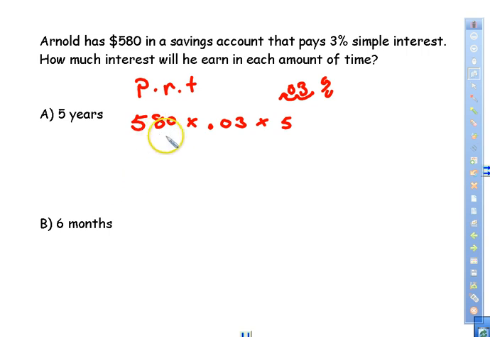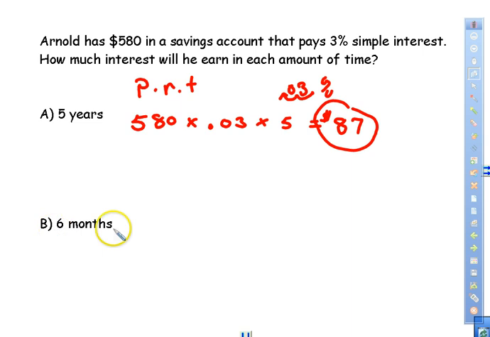So now we simply take this problem and we multiply it, and you can simply take your calculator and say 580 times 0.03 times 5, and you get 87 for an answer. Now, what is this? Well, it's asking how much you earn. It is money, so it's $87.